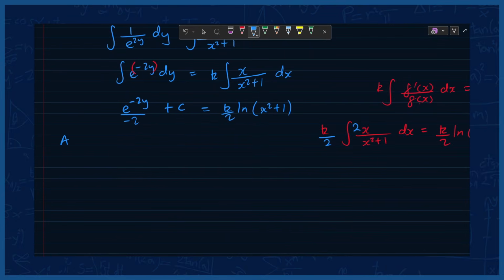So we're told when y is 0, my x is 0. So I have this set of coordinates, and I can use that to come up with an equation. Replace y with 0. You end up with e to the 0, which is just 1. So I end up with 1 over negative 2 plus c is equal to, here I end up with 0 plus 1. Remember, ln 1 is 0. So this ends up being 0 because I've got k over 2 times 0. So this gives me that c is 1 over 2. Okay, nice. I have c.